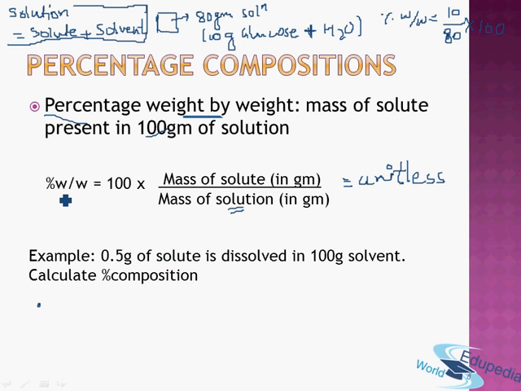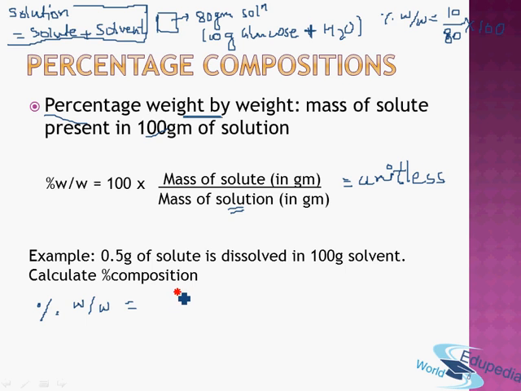Okay, in some places you might also find it as percentage mass by mass, or you can say mass percent. There can be different names like percentage weight by weight, or percentage mass by mass, or mass percent. Or some people simply refer to it as percentage composition. So percentage composition means you have to calculate percentage weight by weight.